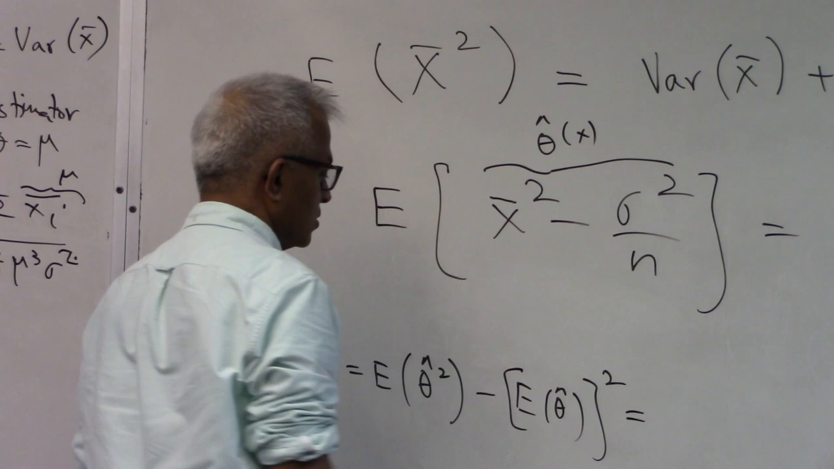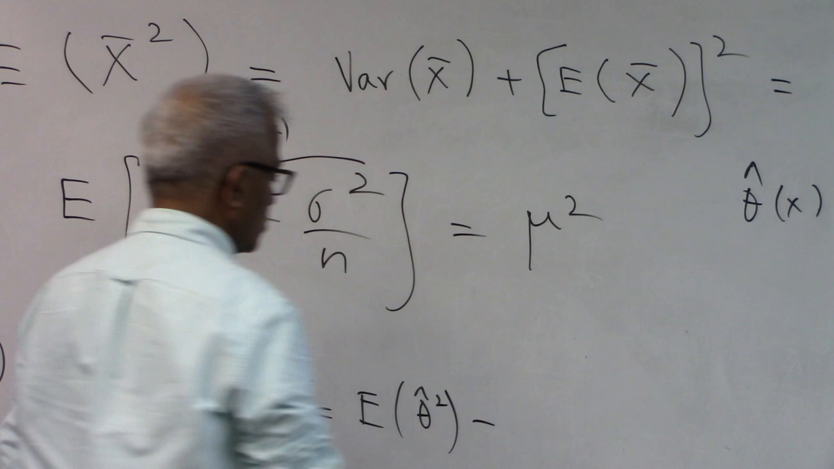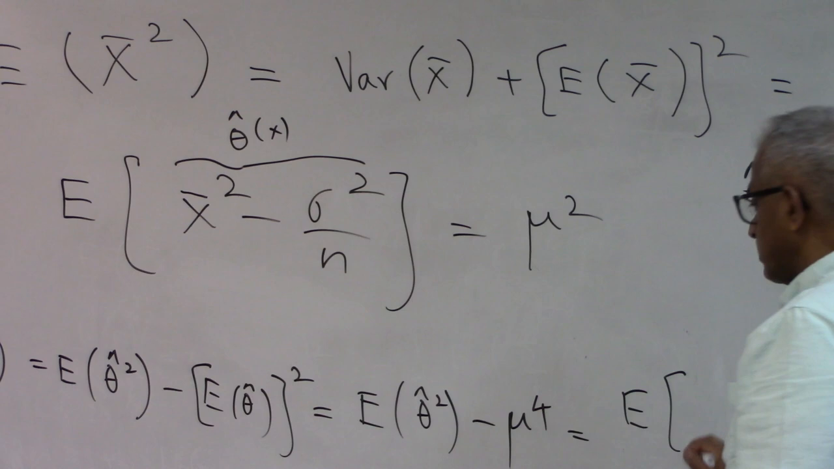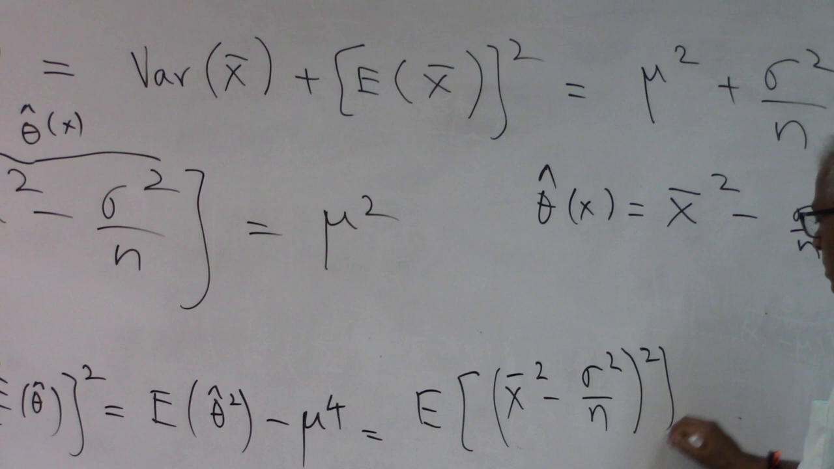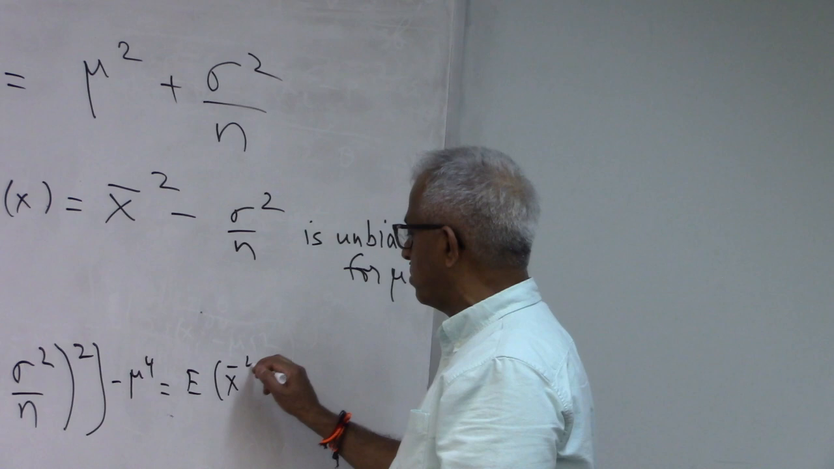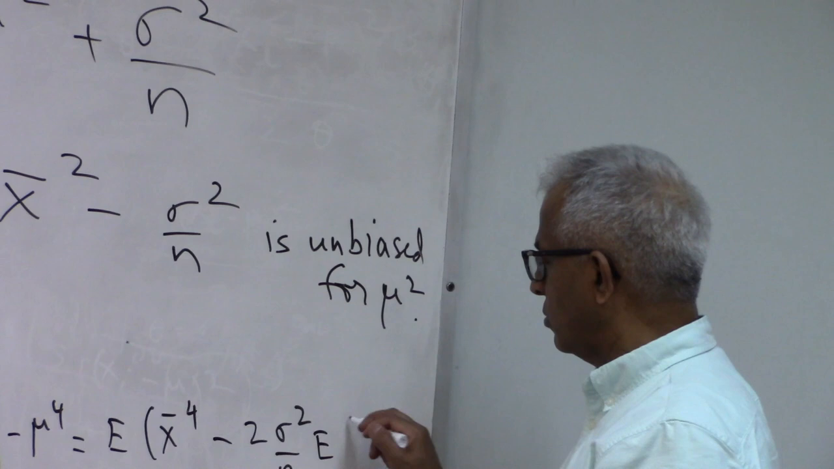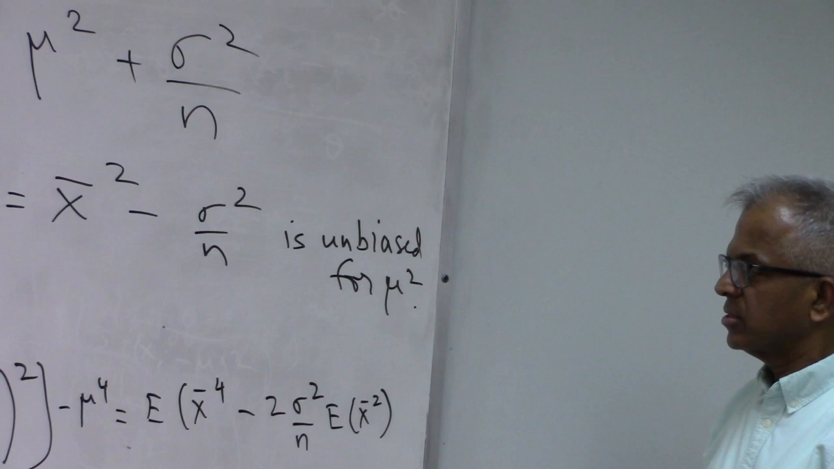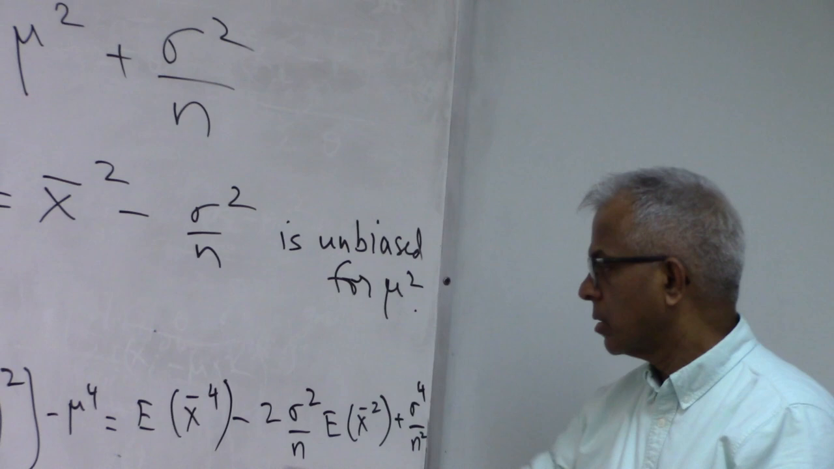So the first one we don't know, but we'll find out. Expected value of theta hat squared minus the mean we found out. Look here, the mean is mu squared, so minus mu 4. So this is the expected value of x bar squared minus sigma squared over n, squared. So there are four terms: the fourth moment of x bar, minus 2 sigma squared over n times the expected value of x bar squared, and the third term is sigma 4 over n squared, plus sigma 4 over n squared, minus mu 4.